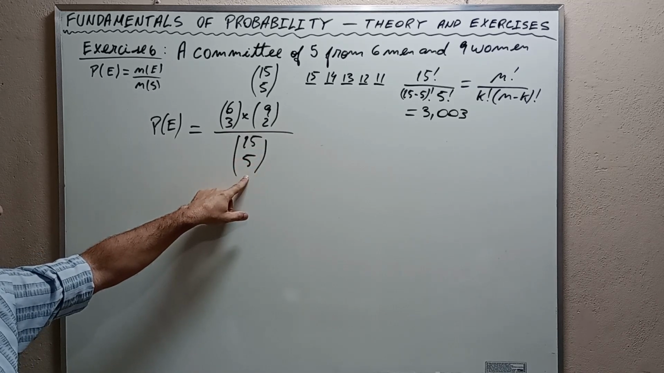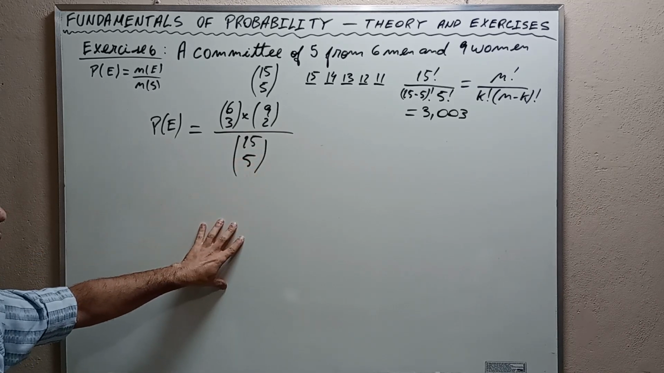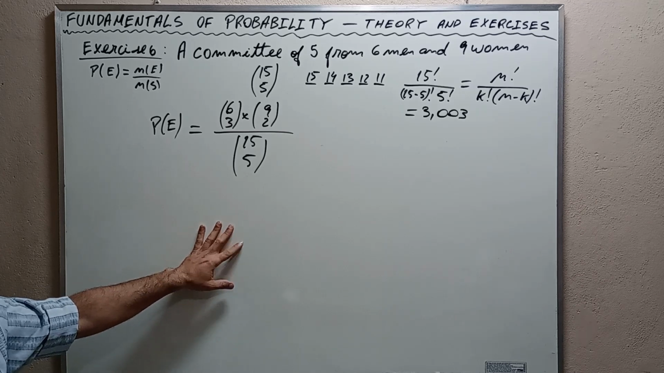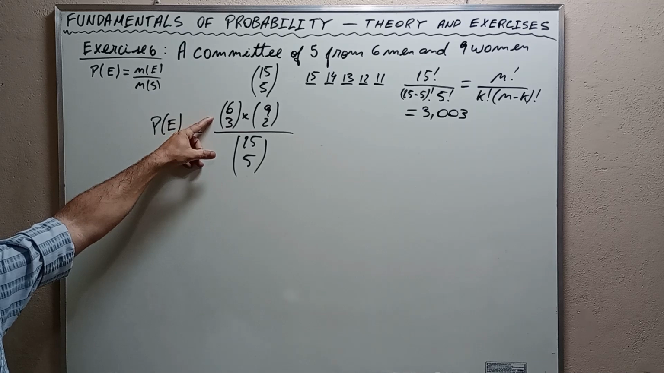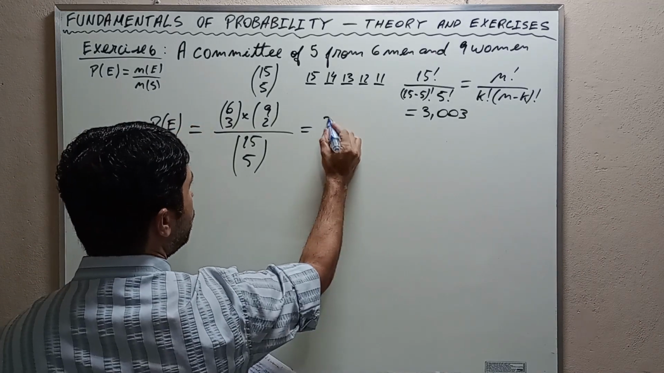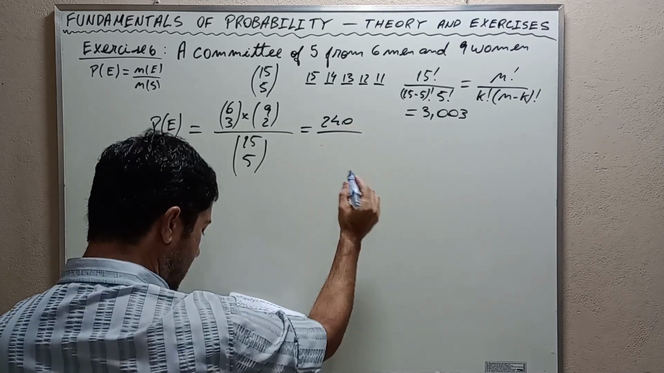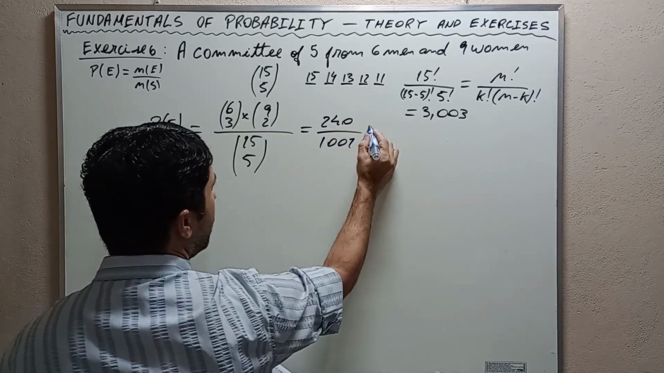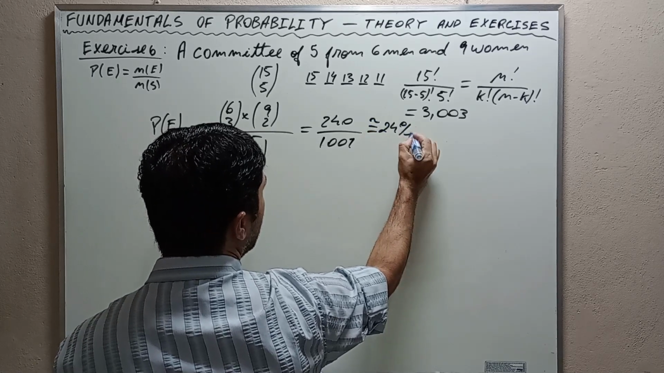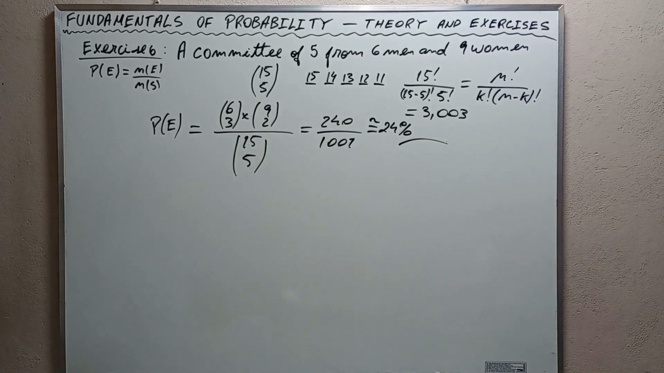This is the sample space. We don't want to calculate the probability of the sample space. The probability of the sample space is by definition 1. We want the probability of this event here, and this is equal to 240 divided by 1001, which is approximately equal to 24%. Okay, my friends, and this is the solution of exercise 6, my friends.